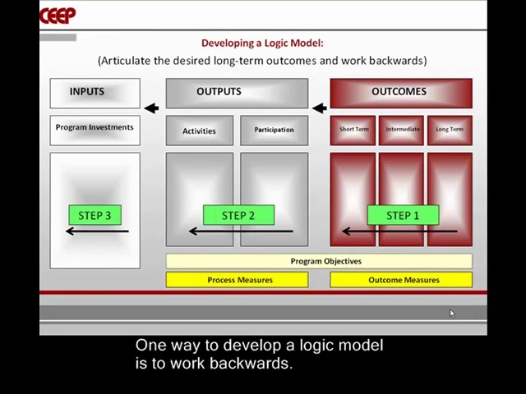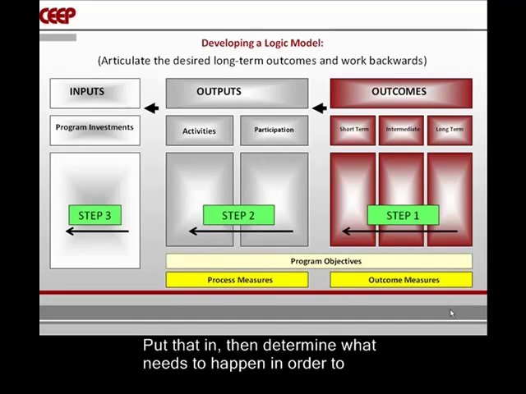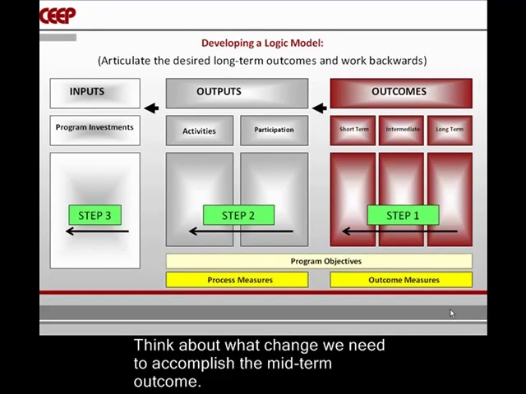One way to develop a logic model for some people is to work backwards. What is your ultimate long-term outcome? Put that in and then determine what needs to happen in order to accomplish the long-term outcome. What change do we need to accomplish to get to the long-term outcome? Then what change do we need to accomplish to get to that midterm outcome? Then thinking about what activities.